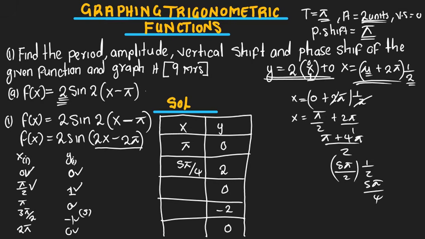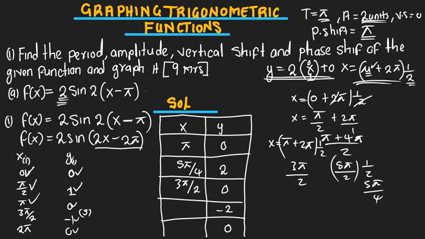Next point. We go to the third point, which is pi. So this is going to be x is equal to, here I'm putting pi, because that is our third point, pi plus 2. Then whatever I get, I multiply by 1 over 2. So this is going to be 3 pi over 2, right? 3 pi over 2.